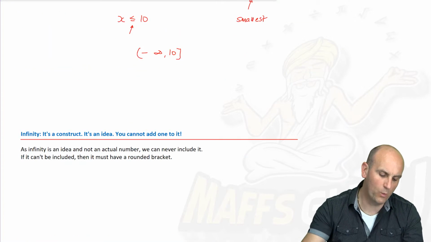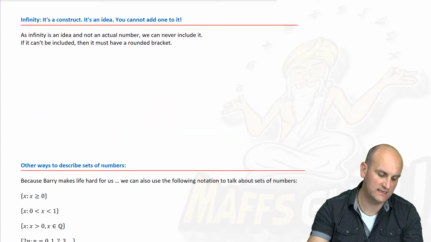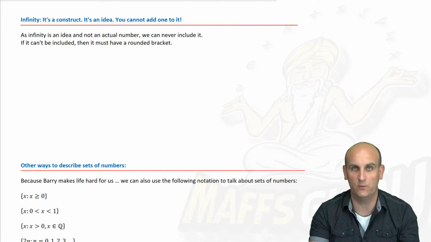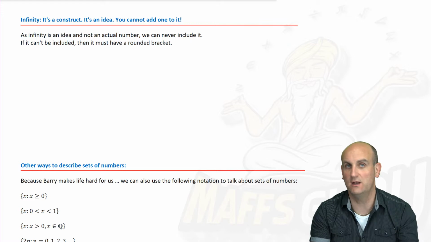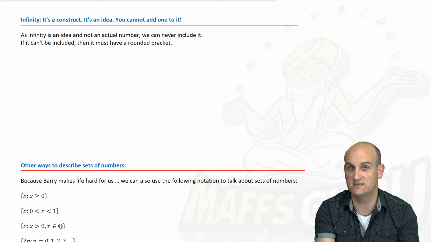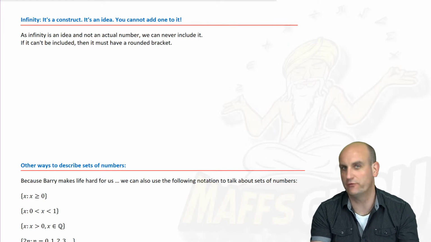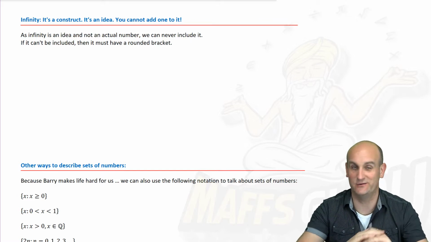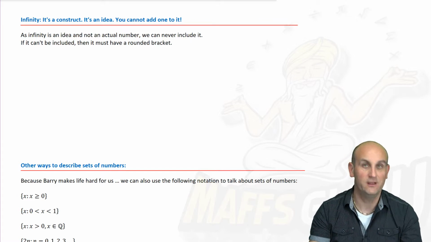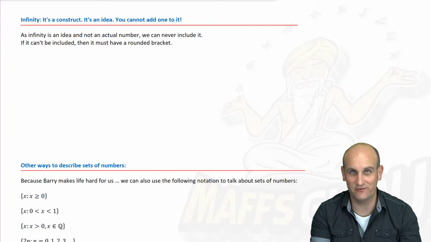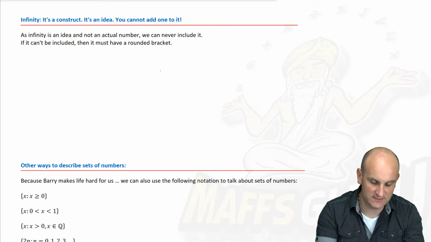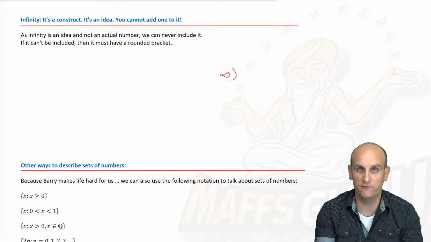And you're going to go, but why is that, Maths Guru? And I'm going to say to you, sadly, infinity is a construct. It's an idea. We don't know what it is. We certainly can't write down a physical size of infinity. It's just something that makes our life better. It's actually nice to know that in space, it goes on to infinity and beyond. You see how ludicrous that is? It doesn't even make any sense. You can't go beyond infinity because it's just an idea. Anyway, every time you see an infinity sign, you write a curved bracket.